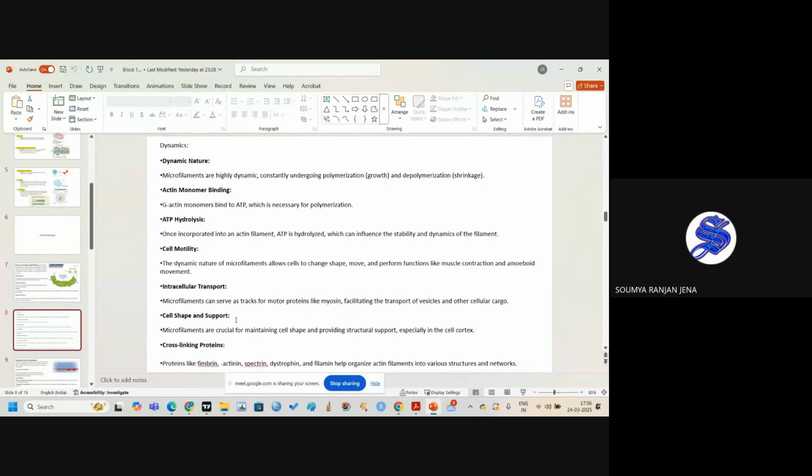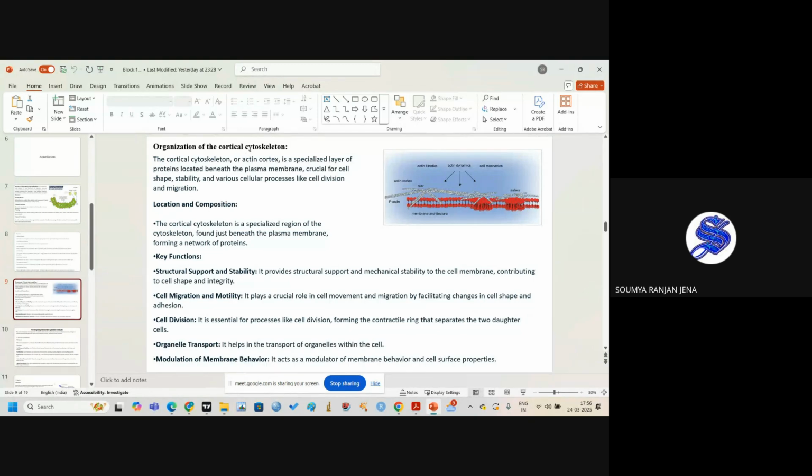If we go to the cell shape and support, microfilaments are crucial for maintaining cell shape and providing structural support, especially in the cell cortex. We'll describe this cell shape and support. And another function is cross-linking proteins. Microfilaments with different proteins like fibrin, actinin, spectrin, dystrophin, and filamin help organize actin filaments into various structures and networks. And this network helps form the skeleton inside the cells. This protein is essential.